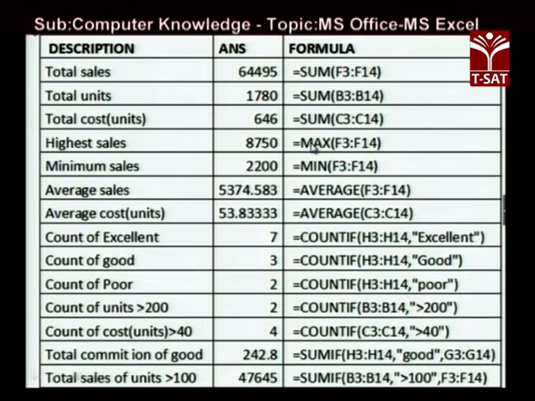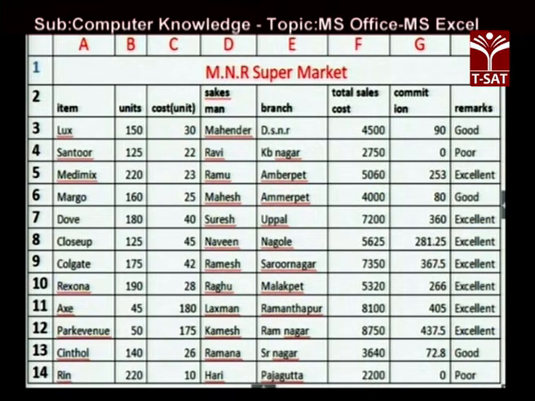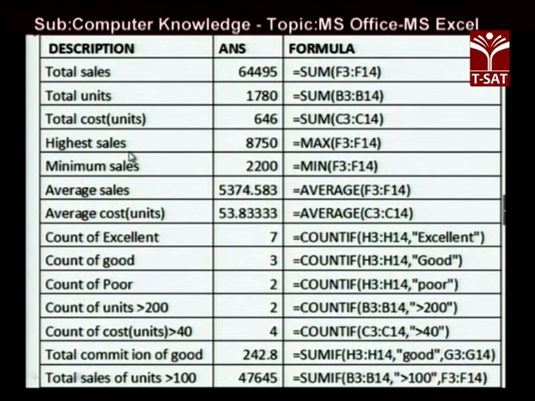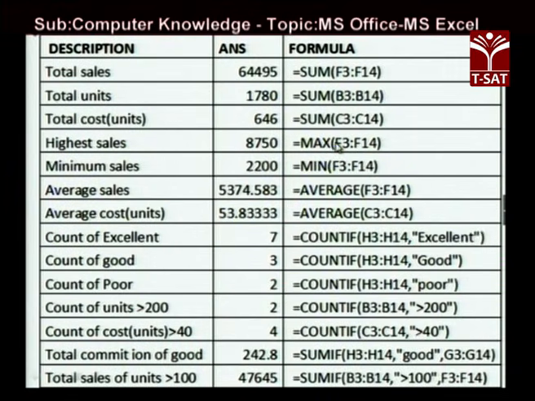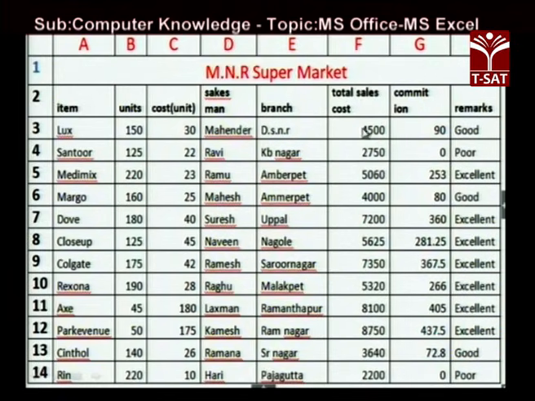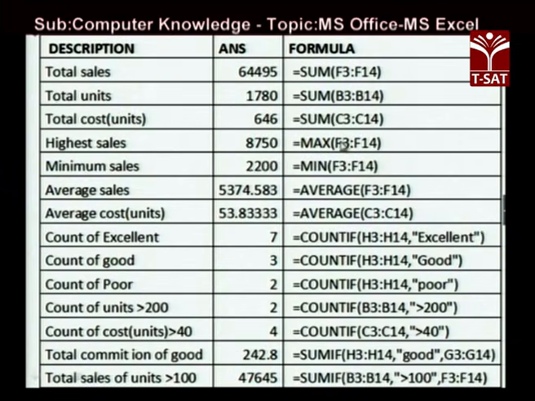Next, coming into the maximum function. The maximum function is nothing but finding the highest sales in this table, in the sales column. What is the highest sales number? Find it using max of F3 to F14. F3 is the starting and F14 is the ending. What is the maximum value? Equals max of F3 to F14. That is the answer: 8750.